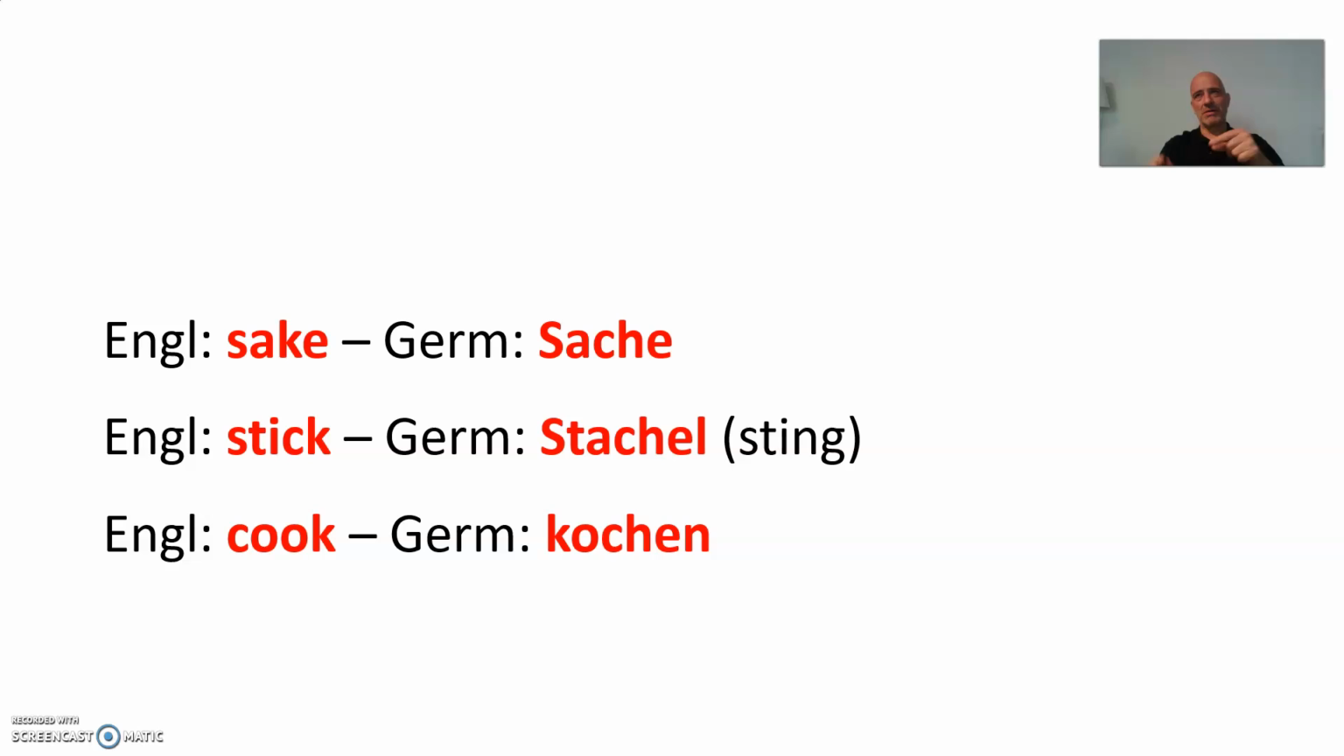In German it's a small sting, and in English it's a stick, which is usually a bit bigger, but it's the same word. Or cook, kochen. No problem at all. Here again, if you turn into Middle English, it's kook, and kochen. There the correspondence is even more obvious.